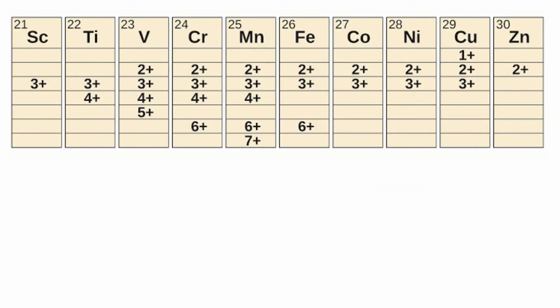So if you look at this slide here, scandium will make 3 plus. Vanadium can make 2 plus, 3 plus, 4 plus, or 5 plus ions. For chromium, it can be 2 plus, 3 plus, 4 plus, or 6 plus. For manganese, it can make 2 plus, 3 plus, 4 plus, 6 plus, and 7 plus. So for these transition metals, you can make a variety of ions compared to group 1 or group 2 metals.